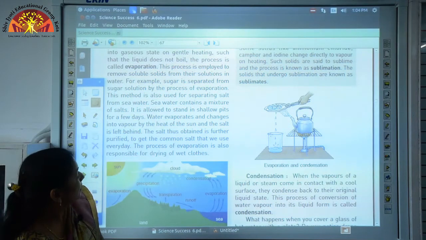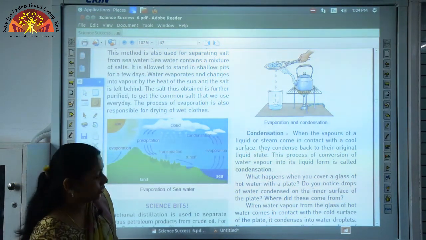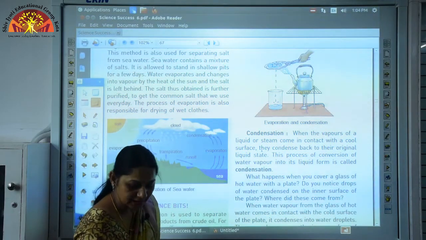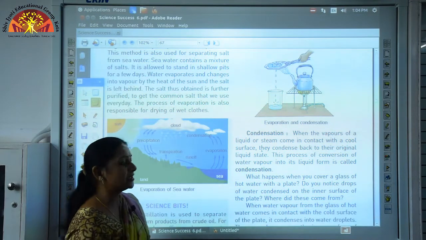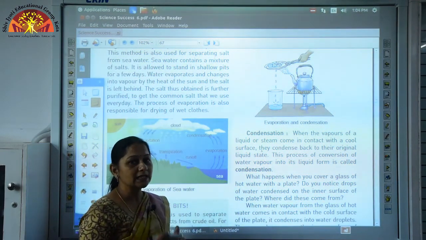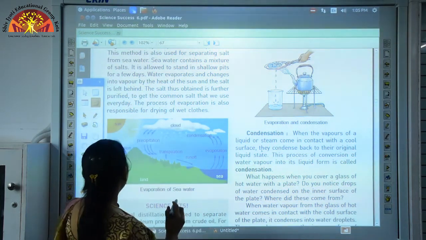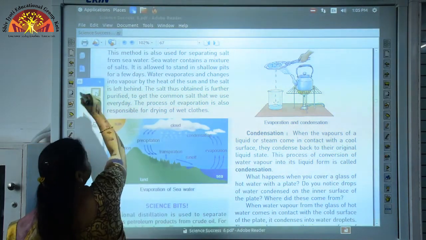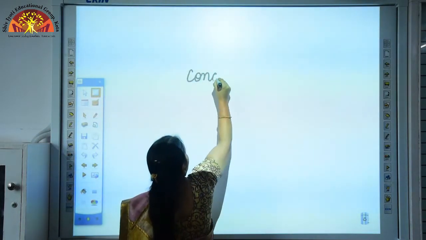Now, what is condensation? You have already learnt in your earlier classes, students. Condensation is the process of converting water vapors into water on cooling. Let us see how this takes place. We are going to do condensation.